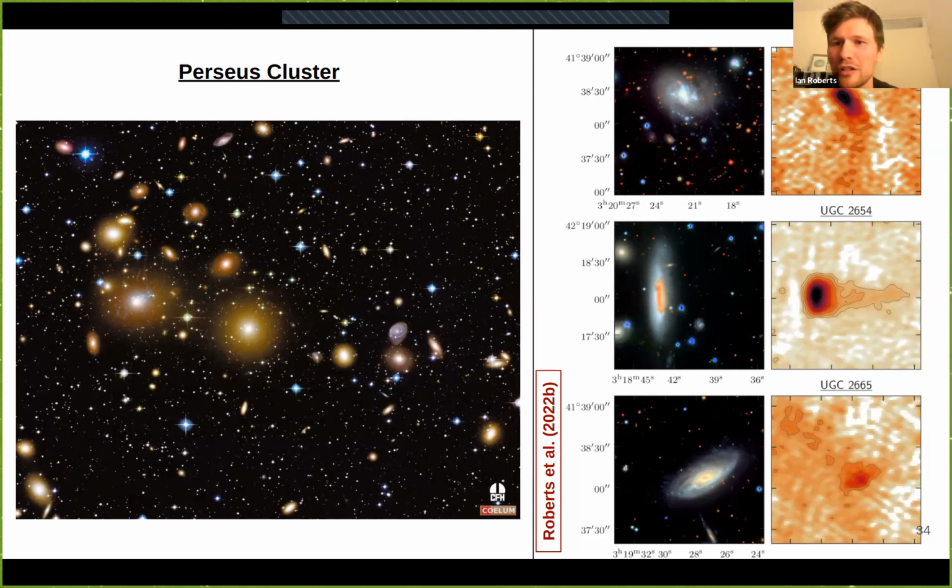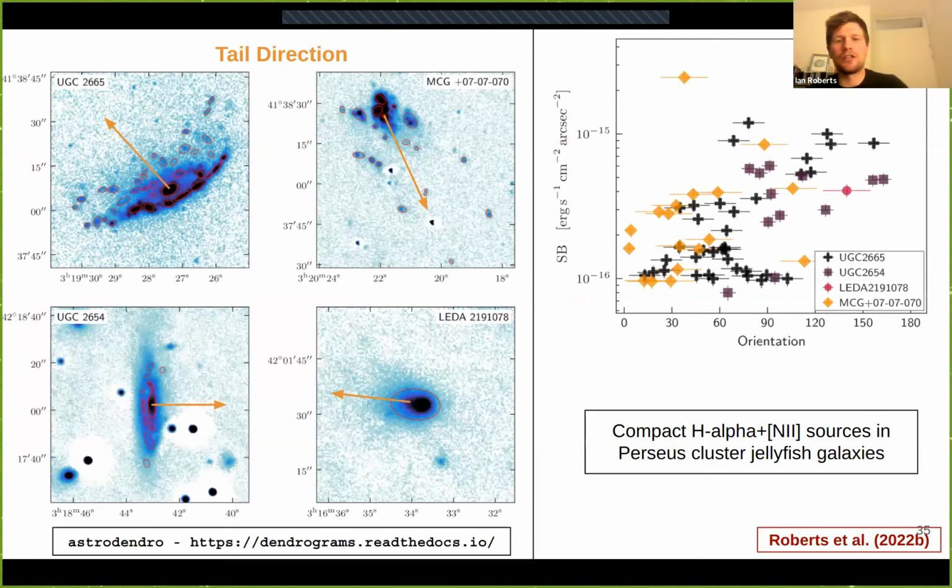I just have 3 on my slide here. Subaru image on the left here. And then LOFAR HBA, so 150 megahertz images on the right, and we see these stripped tails. This is a mix of archival as well as some newly obtained narrowband H alpha imaging from the Isaac Newton Telescope in La Palma to try and resolve the star formation pattern within these galaxies.